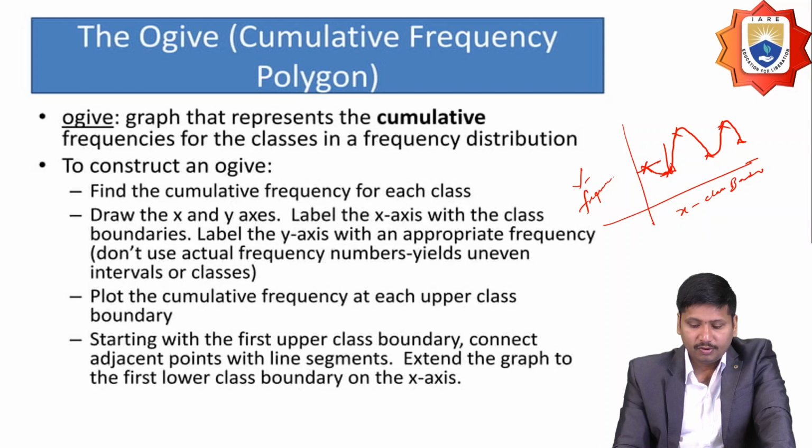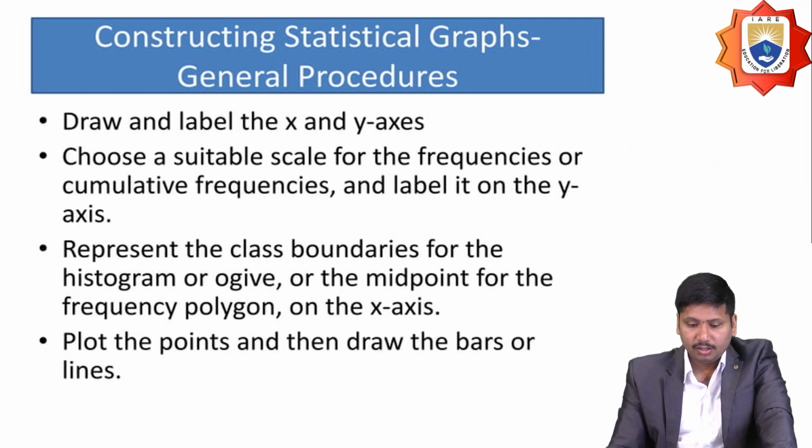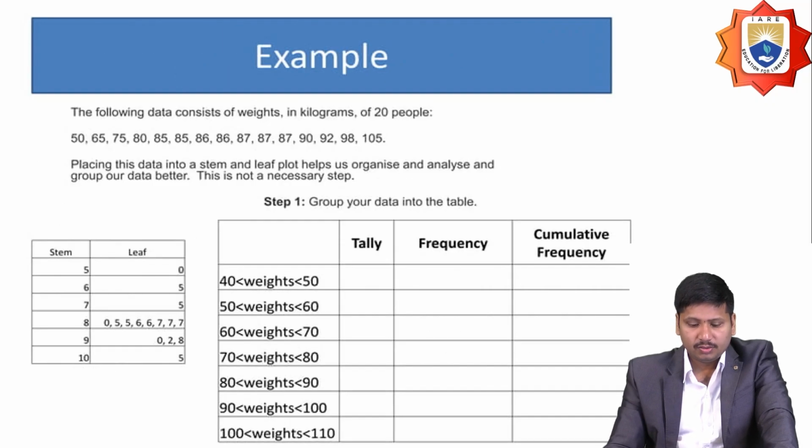For this, there are some procedures we have to follow for constructing these. Choose a suitable scale for the frequencies or cumulative frequencies, and represent the class boundaries for the histogram or ogive, or the midpoints for the frequency polygon, on the x-axis, and plot the points. Then you can draw the bars along the lines. These are some of the ways of constructing these statistical curves. So let's see the example first.